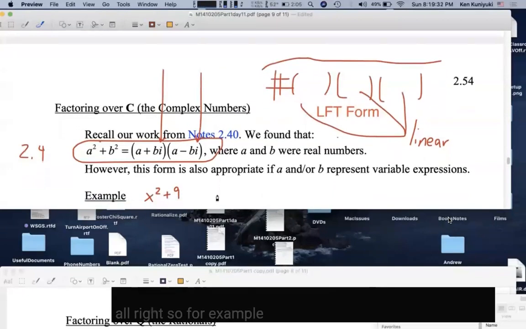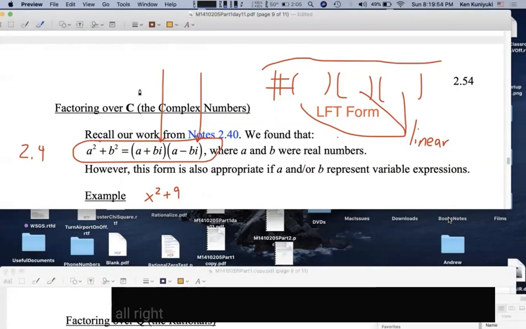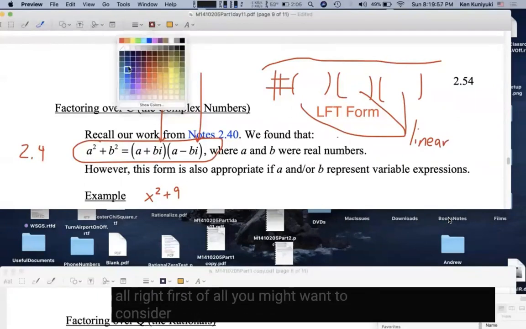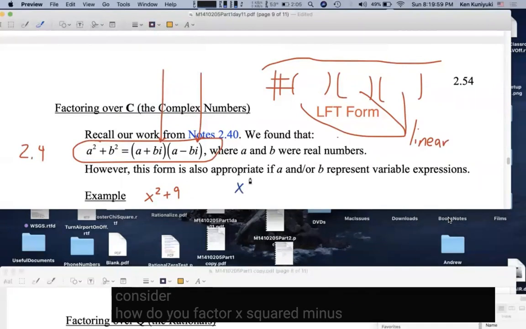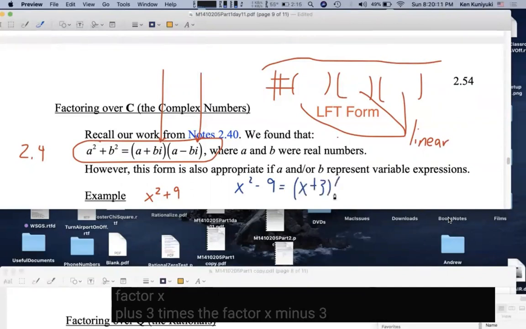All right, so for example, how would you factor x squared plus 9? I'll give you 15 seconds. All right, first of all, you might want to consider how do you factor x squared minus 9? That's a difference of two nice squares. We could factor that old school as the factor x plus 3 times the factor x minus 3, or vice versa.